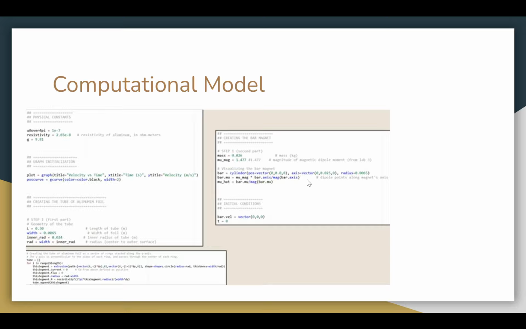Looking at our computational model, it basically just starts off with defining a bunch of our variables like the resistivity, our K value, as well as gravity. And then we're attempting to make a plot here so we can directly see how the falling changes over time. Taking a look at the tube, here are the dimensions all laid out. And then on the right side, you can see the mass and the magnitude for our magnetic dipole moment. And then the bar and the bar mu basically are just telling us what is the position and axis vector.